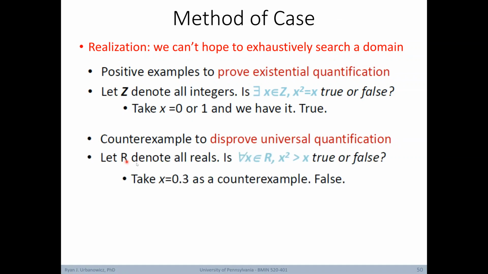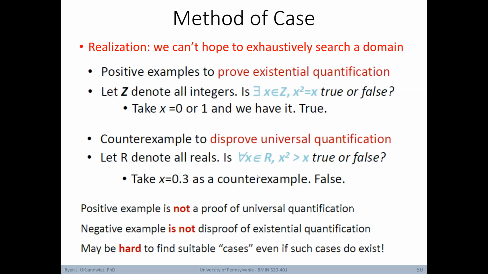In a related way, you can use a counterexample to disprove universal quantification. For example, let's say that R denotes all real values, and we have the formula for all x in the domain R, x squared is greater than x. Let's try out the value x is 0.3. This will end up being false and therefore give us a counterexample. This allows us to disprove this formula.